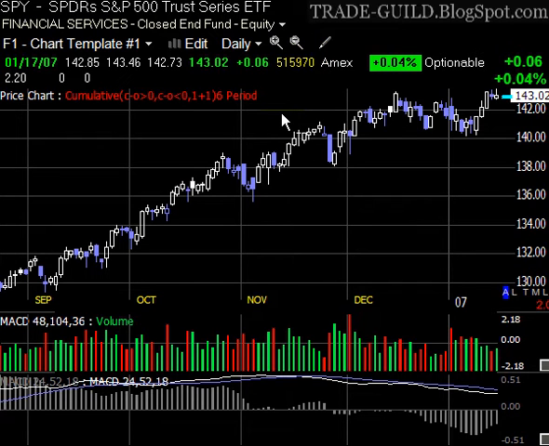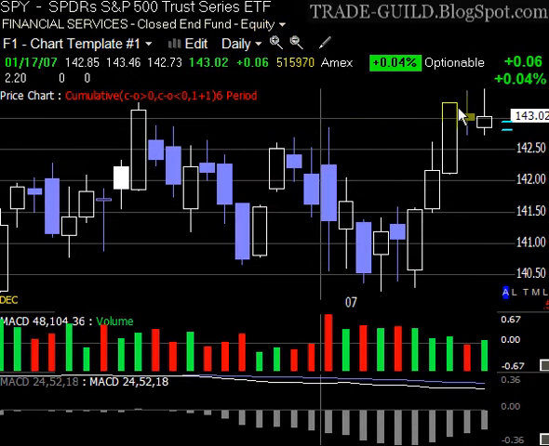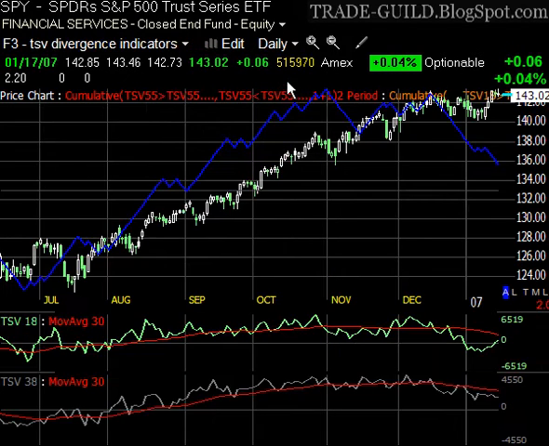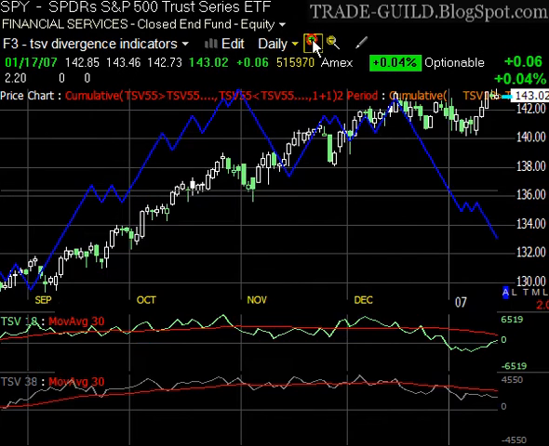So anyway, we have the spiders up on the screen right now, and it looks like we got a little harami reversal yesterday in the spiders over here. The big day and the real body that falls in between it. Now 3C, again, we read this looking for divergences, and we have one right here, as you can see.